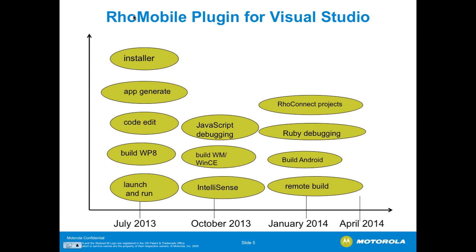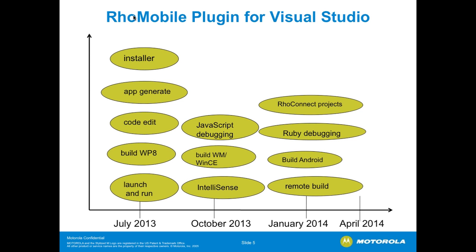So to that end, we have the following roadmap for Visual Studio support. In this first release, we have an installer, app generation, code editing, building just for Windows Phone 8, and launch and run on both Rho Simulator, the Windows Phone 8 simulator, and the device itself. I actually have a beautiful HTC Windows Phone 8X in front of me now. I can't really demo that to you live, but that's a great device to test it on. I will be showing you running it from the Rho simulator.